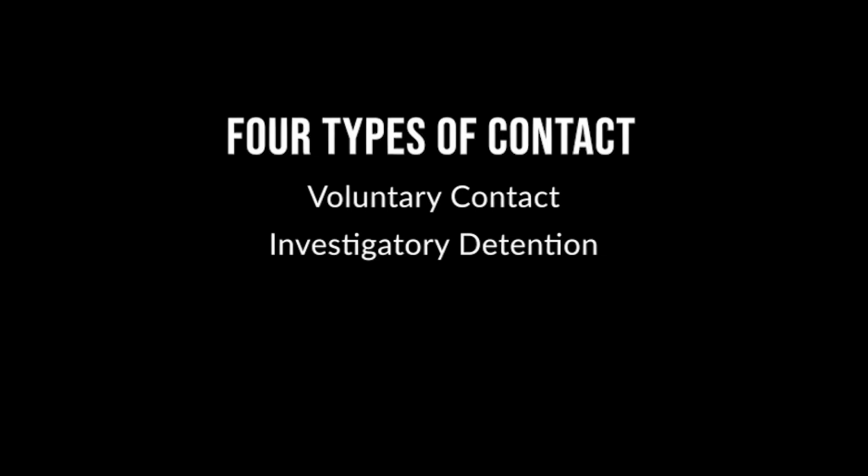It's important to understand the distinctions between these types of contacts in order to avoid violating a person's civil rights, whether it's the color of their skin, age discrimination, gender, whatever it might be. It's important to understand these distinctions so we can initiate the contacts and be within the confines of the law. There are four types of contacts: voluntary contact, investigatory detention, pat downs, which may or may not be included, and then there's arrests.